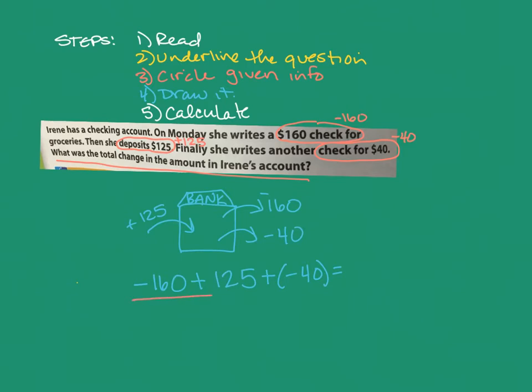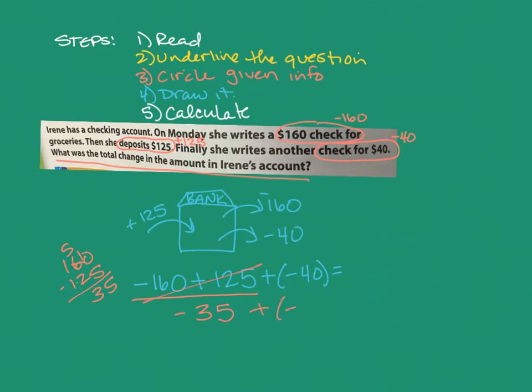So where does that leave us? Well, let's start one bite at a time. Negative 160 plus 125. We have more negatives than positives, so we know that answer is going to be negative. How much more? We find the difference between them. So we'll just do this off to the side over here. 160 minus 125. That's 35 in difference.